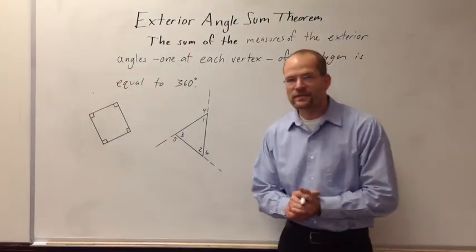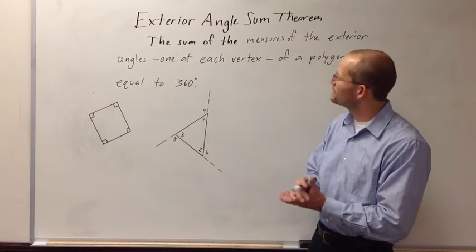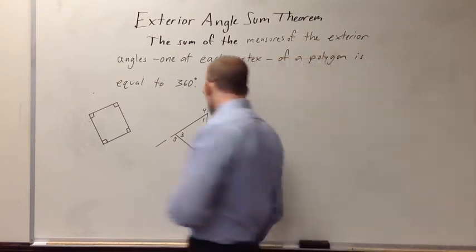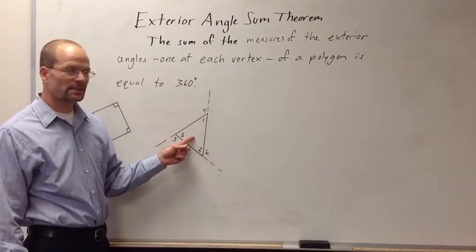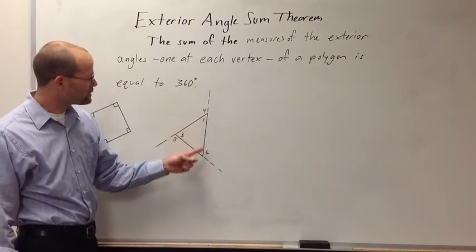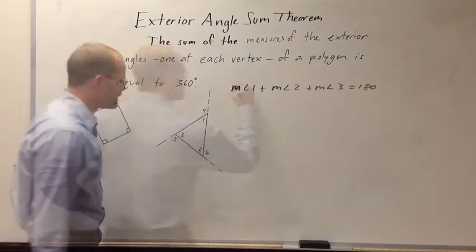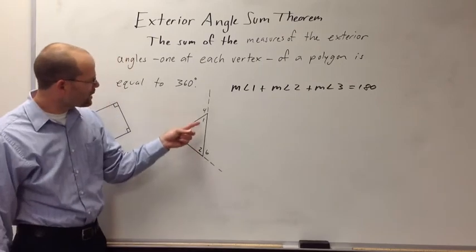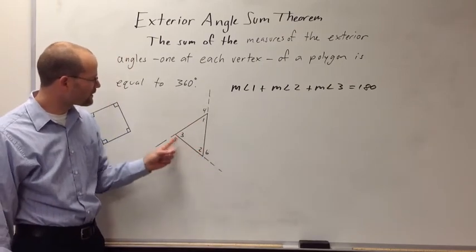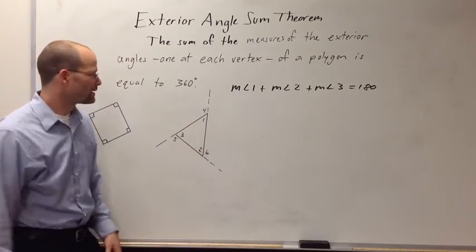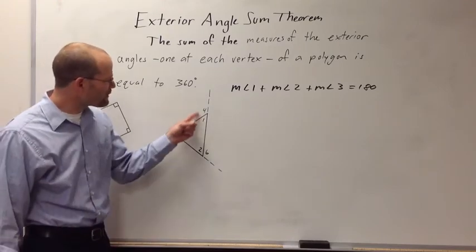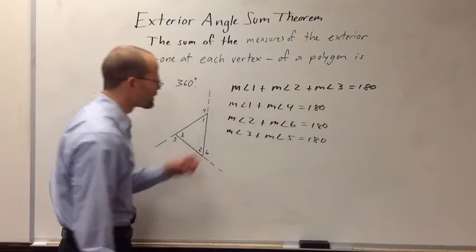Okay, now let's go ahead and prove this theorem. That is, prove the exterior angle sum theorem. For starters, we'll apply the triangle angle sum theorem, which says that the measures of angle 1, 2, and 3 add up to 180. The next thing we notice is that each of these angle pairs, 1 and 4, 2 and 6, 3 and 5, is a linear pair. And so we can conclude that the sum of those angle pairs is equal to 180. So we have these three statements.